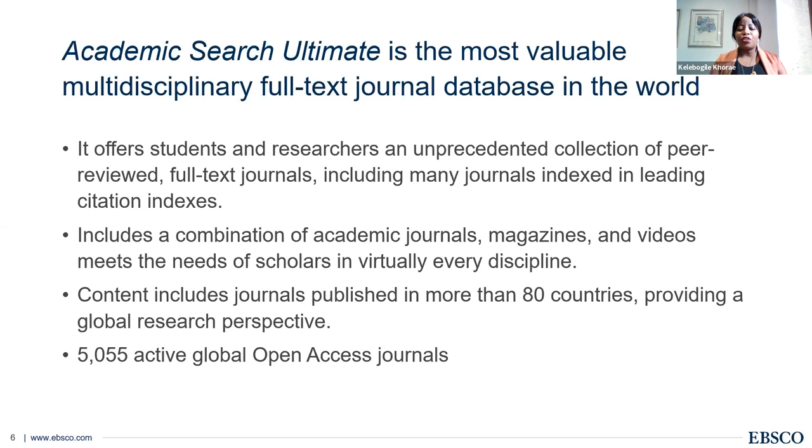I spoke earlier about the global exposure. In this particular database, the Academic Search Ultimate database, we have content which is published in over 80 countries. Again, users are being exposed to international content, so they can have a wonderful and seamless experience in terms of their research. I spoke about open access journals in my previous slide. Just to give you a count, in this database we have just over 5,000 active open access journals that users have access to.